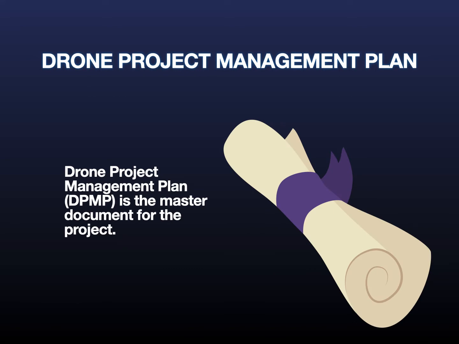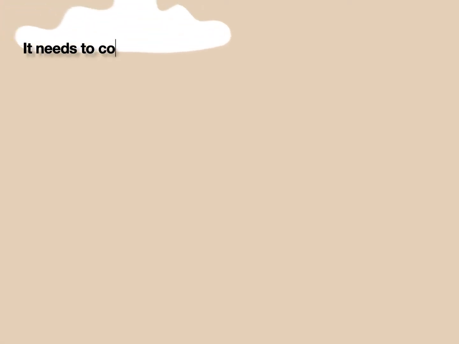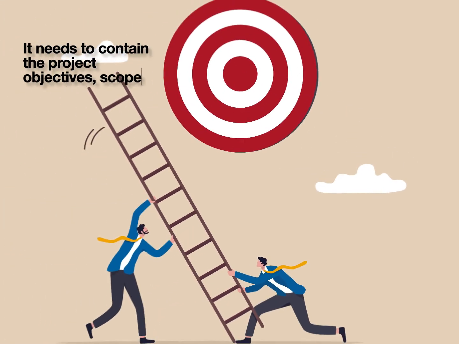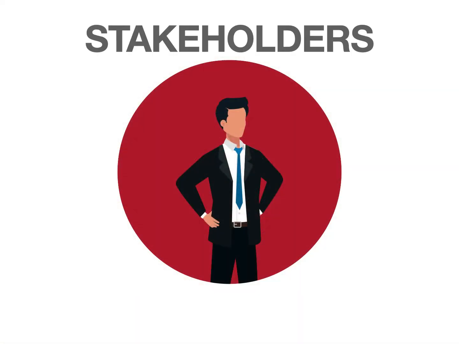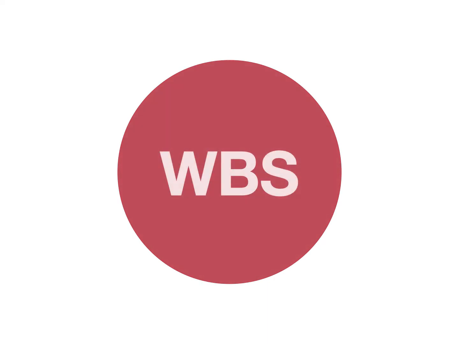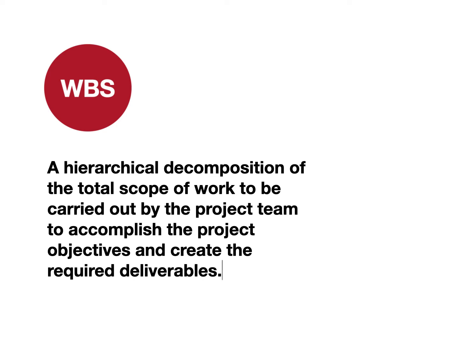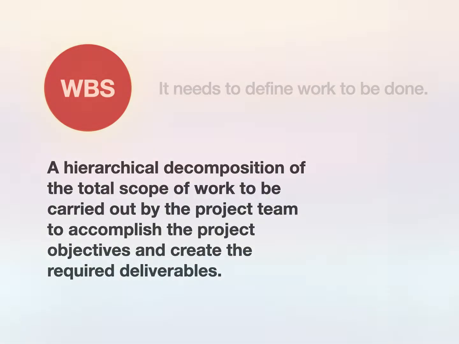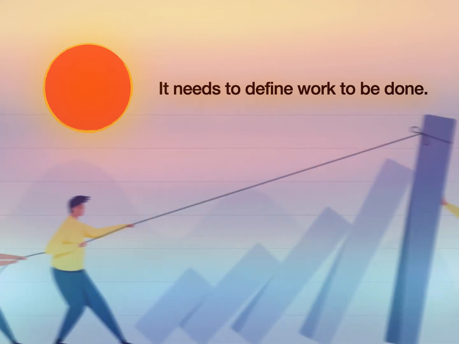The drone project management plan, also known as the DPMP, is the master document for the project. It needs to contain the project objectives, scope, and deliverables. It needs to identify stakeholders, both internal and external, and their importance based on different phases of the project. The work breakdown structure, the hierarchical decomposition of the total scope of work to be carried out by the project team to accomplish the project objectives and create required deliverables. It needs to define work to be done.